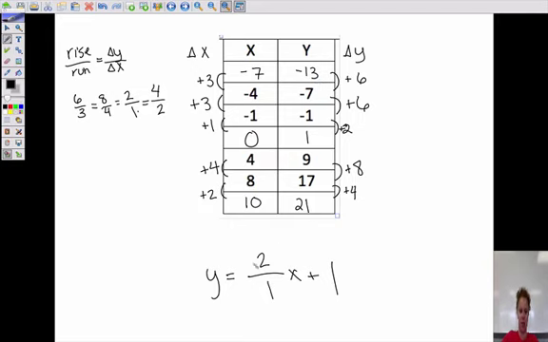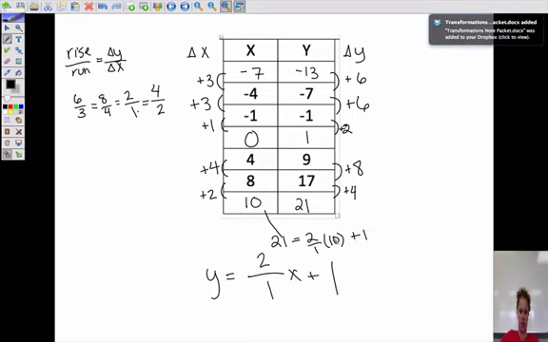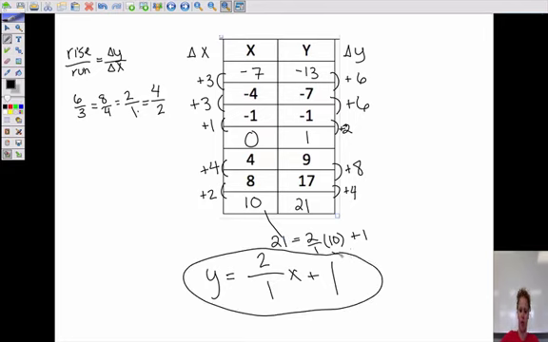And to check these things, we could put it into our equation. So if we plug this one in, let's say maybe we didn't do this right, does 21 equal 2 over 1 times 10 plus 1? Well, 2 times 10 is 20, plus 1 is 21, and we're good. So our equation here is 2 over 1x plus 1.